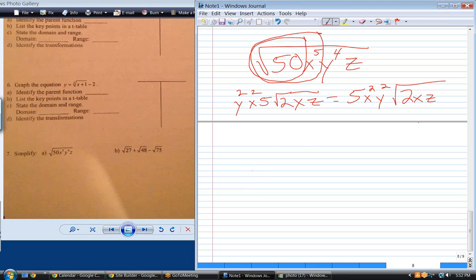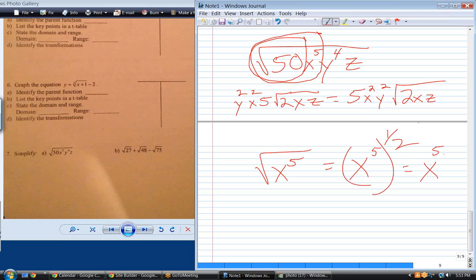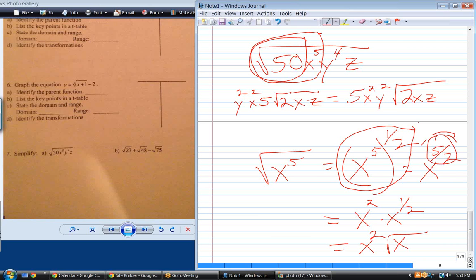Okay. Now, another way to look at this problem is to rewrite it as entirely exponentials. Like that. And then that, of course, becomes x to the 5 halves, which becomes x squared times x to the 1 half, which becomes x squared times the square root of x. This way sometimes is a little easier, especially when you get into cube roots or 4th roots or whatever. You just have to separate that into as many whole x's as I can take out of there, and whatever's left over.